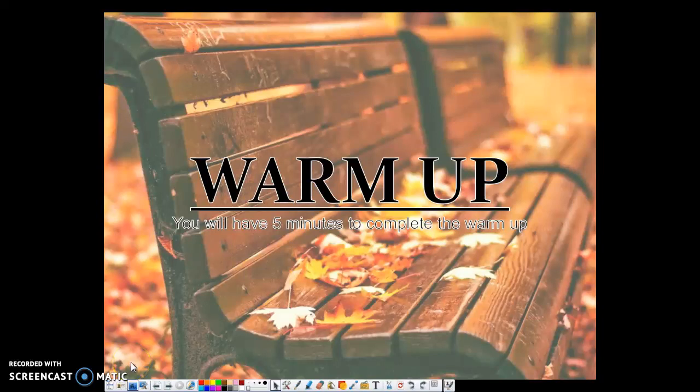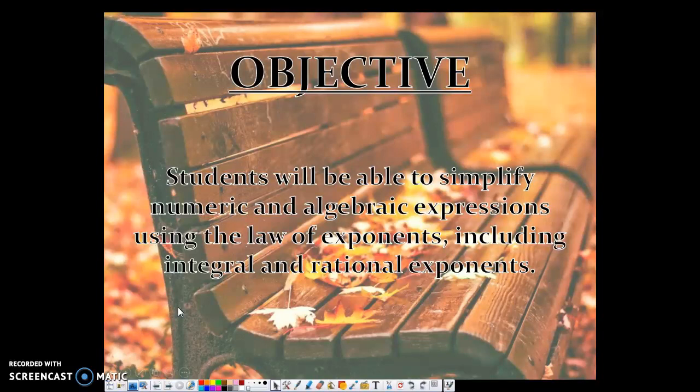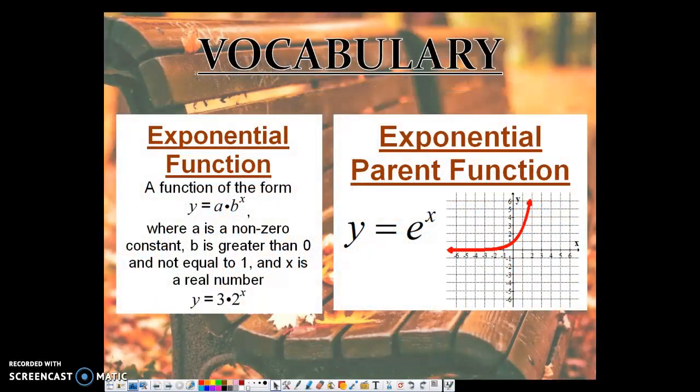All right, so here we go into our lesson for today. Today, students will be able to simplify numeric and algebraic expressions using the law of exponents, including integral and rational exponents. Exponential function, remember that's when y equals something times something else to the power of x. The exponential parent function is y equals e to the x power.